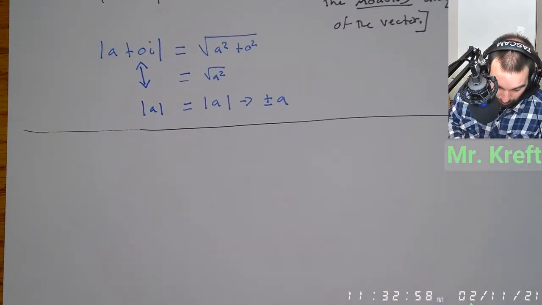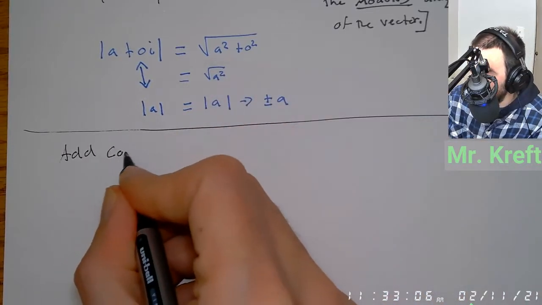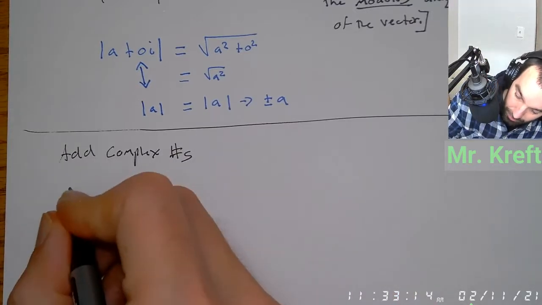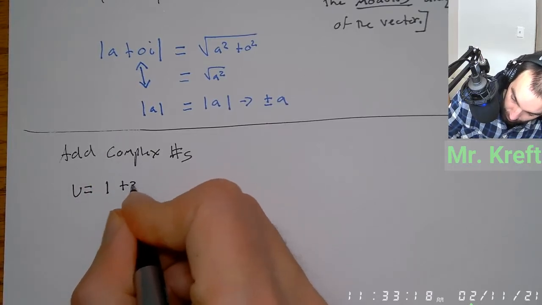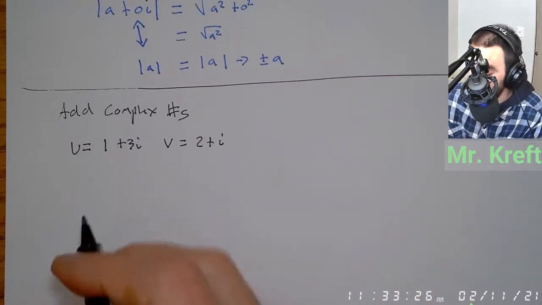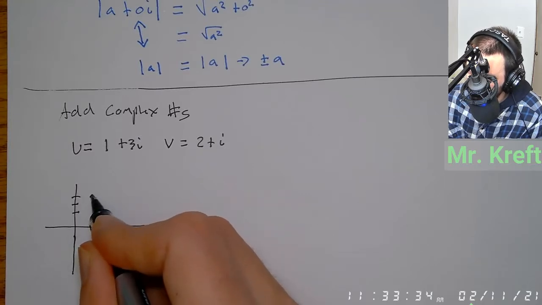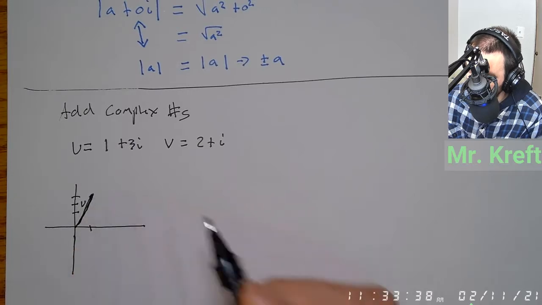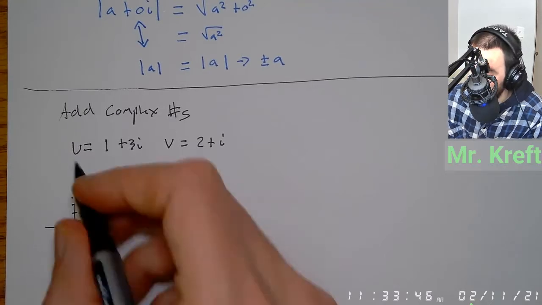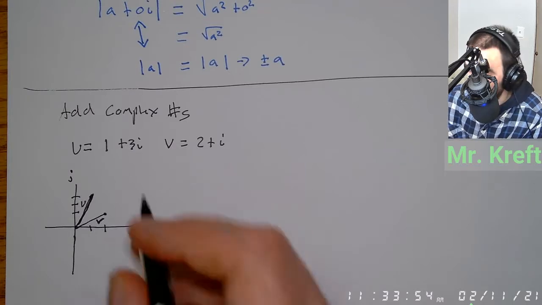Okay. All right, cool. So just really quickly, adding complex numbers. So adding, subtracting, multiplying, everything is the same for complex numbers. So if we have two complex numbers, so let's say I have u equals 1 plus 3i, and I have v equals 2 plus i. Graphically, if we were to look in the imaginary plane, that would be 1, 3. That's u, and then v would be 2, 1. That's v. So this is my imaginary axis, and this is my real axis. I'm sorry, that's an i.